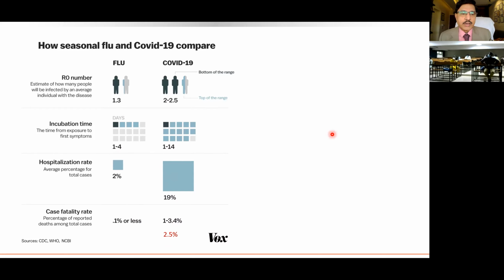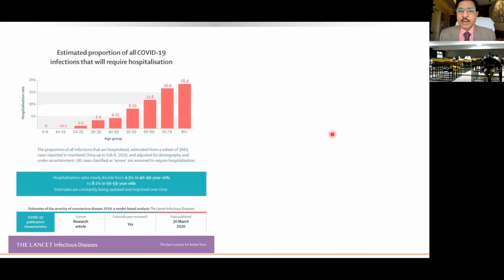Actually, we have to say it is a mortality rate. Case fatality rate is hospital fatality rate. I told you, it depends upon the type of patients you take in. If you take in severe patients, your mortality will be on the higher side. If you take on a milder illness, your mortality will be lower.